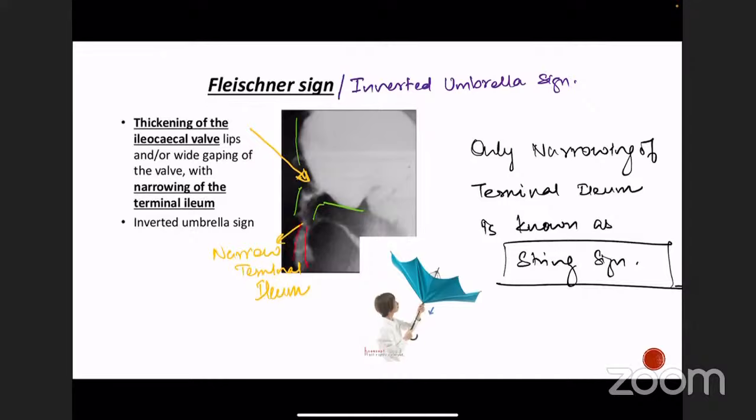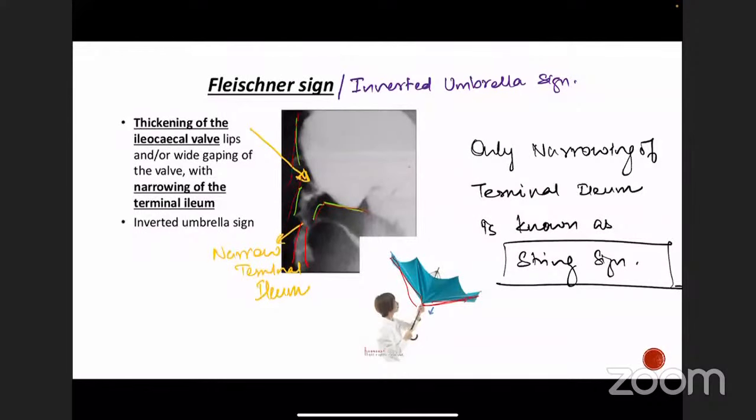The cecum will be conical, like an inverted umbrella. You can appreciate this shape of an inverted umbrella. So the cecum looks like an inverted umbrella. That is why Fischer's sign is also known as the inverted umbrella sign, right?